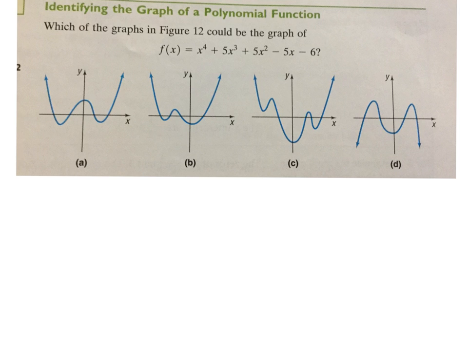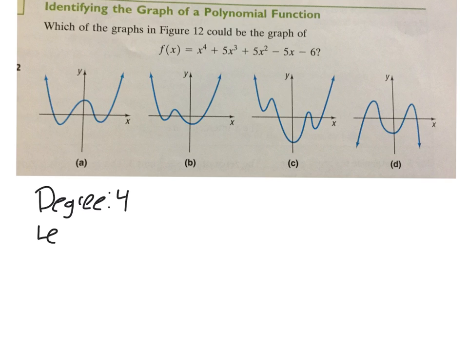Now, we're given a polynomial function. It tells me it's x to the fourth plus 5x to the third plus 5x squared minus 5x minus 6. I need to take all of this information and figure out which one of these could be the graph of my polynomial. So the first thing I'm looking at is the degree. The degree of this polynomial is 4. So since the degree is even, I know the end behaviors have to agree. All right, they all do agree here.